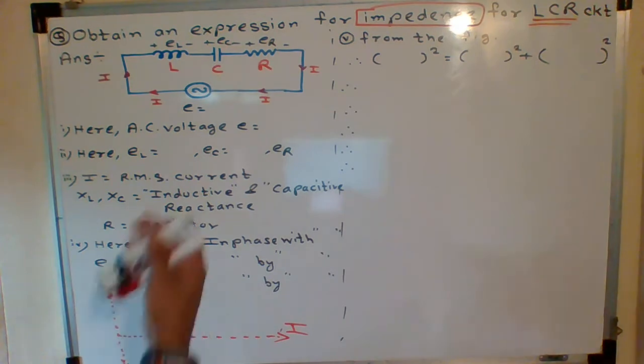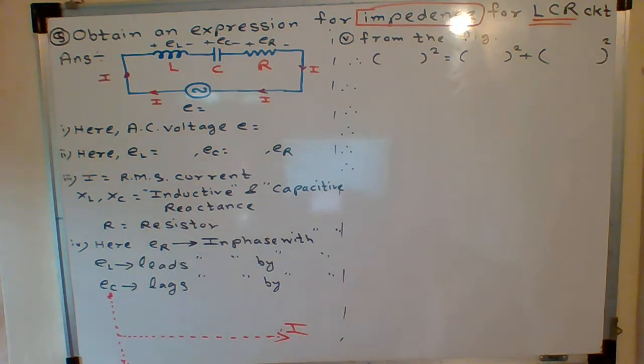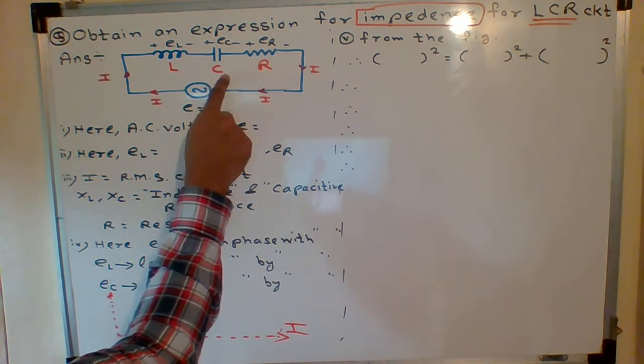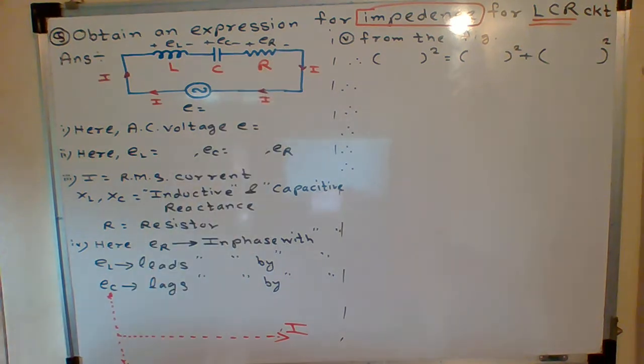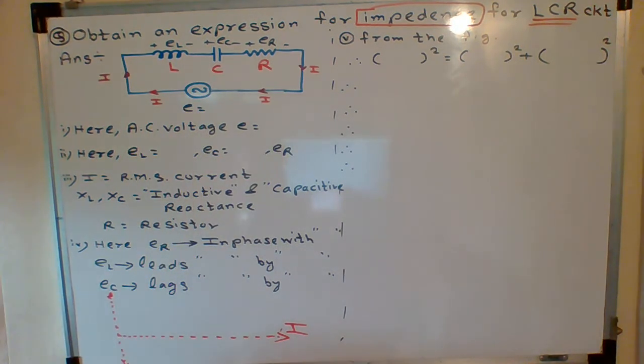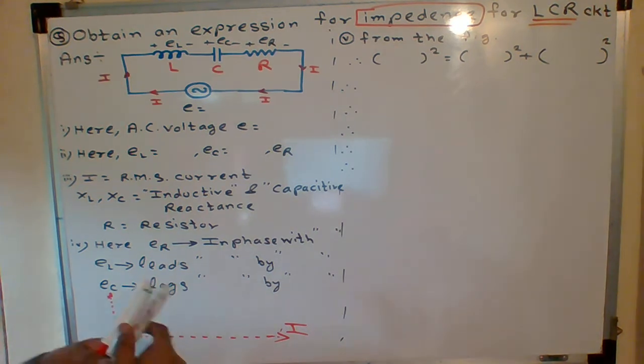Let us start with the points, how to write in the exam. Let me complete the mathematical part and the graphical part, and the rest of the things you will see in the notes. The main heart of this question I will explain, that is the mathematical part. So all of you concentrate. Here, inductor, capacitor, and resistor are in series. It is connected with AC EMF, alternating current EMF.